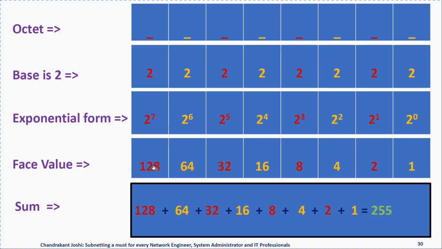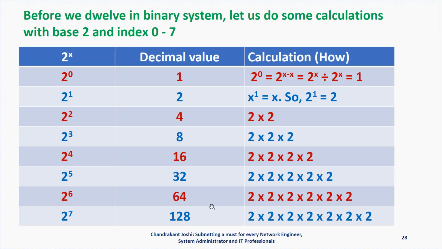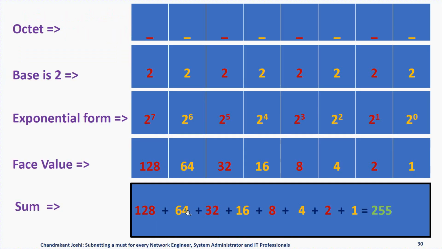2 power 7 is 128, which we have already seen. So these are also called the face values, or these are the decimal equivalent of that particular binary number. So 128 plus 64 plus 32 plus 16 plus 8 plus 4 plus 2 plus 1, this is equal to 255. You can verify it. So when all these bits are 1, or when all these bits are turned on, then we get the value of 255. This is the decimal value. If all these bits are turned off, it means they all are 0.